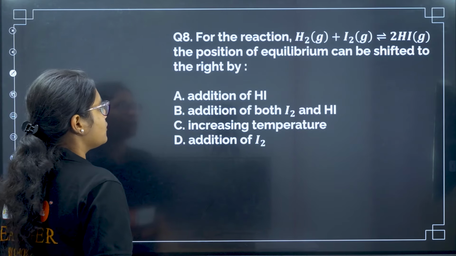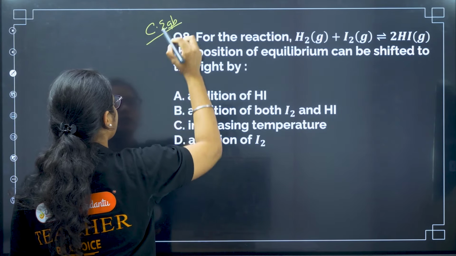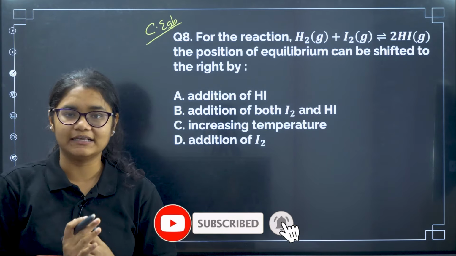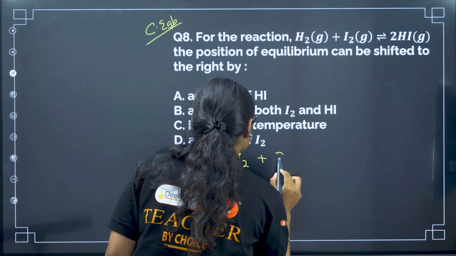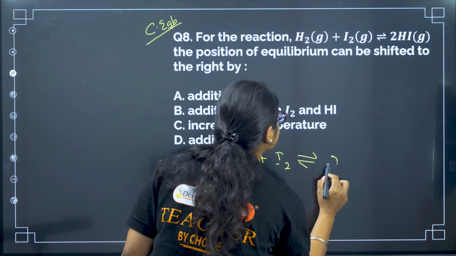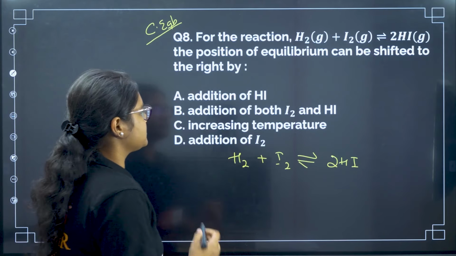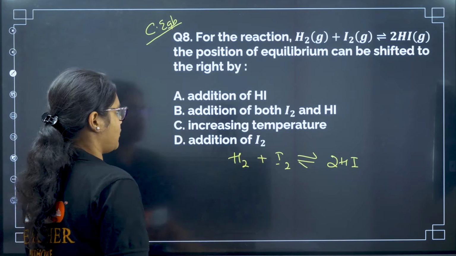Next, okay, so now this question is from chemical equilibrium. Okay, Le Chatelier's principle, one of the most important topics in chemical equilibrium and an easy and scoring topic. So the reaction of H2 plus I2 gives us 2HI. The question is, the position of equilibrium can be shifted towards the right, meaning we have to go in the forward direction. Among the following, what can we do?